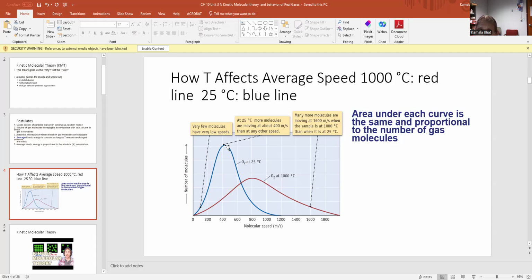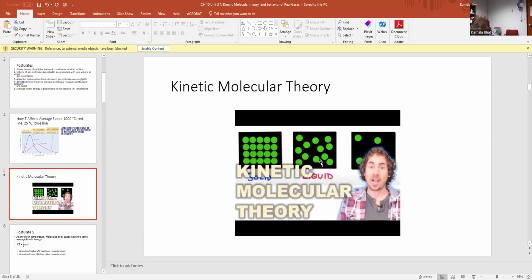That is at 25 degrees. But when you change the temperature to 1000 degrees Celsius, we find that more molecules are moving at 1600 meters per second when we compare it to 25 degrees Celsius. This particular type of chart is called a Gaussian figure, and this is Maxwell's graph indicating the speeds of molecules present at different temperatures.